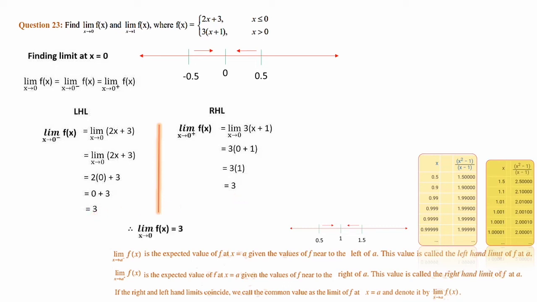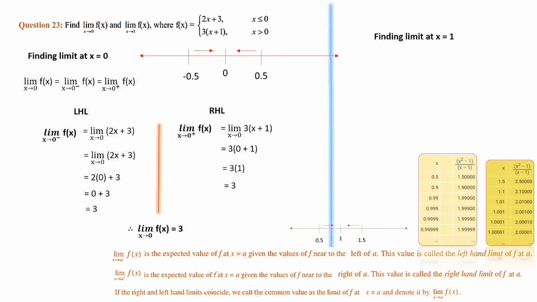So we can say that limit x tends to 0 f of x. Here there is no minus, no plus. Limit x tends to 0, it is explained here. So limit x tends to 0, f of x is equal to 3. We have checked the left hand limit 0 minus, and the right hand limit 0 plus also we checked. Both are coinciding. So we can write limit x tends to 0, f of x is equal to 3. This is the answer of the first part.